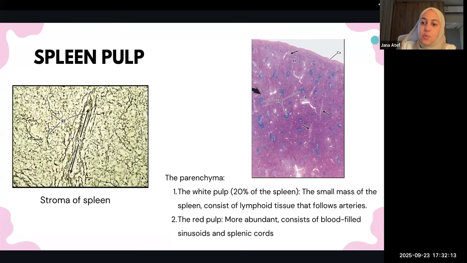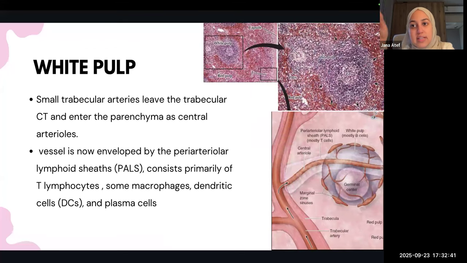White pulp is masses of lymphoid tissue in the spleen, and it follows the arteries. You see how in the center of it are arteries. This is the white pulp. Red pulp is the more abundant one. It's everything else, and it has sinusoids and splenic cords. Remember how in the lymph node there were medullary cords and medullary sinuses? The spleen has the same, just called splenic cords and splenic sinuses. This is where the lymph passes by. Whenever you hear sinus, it's lymph. Now, the white pulp. What's a white pulp? White pulp, okay.